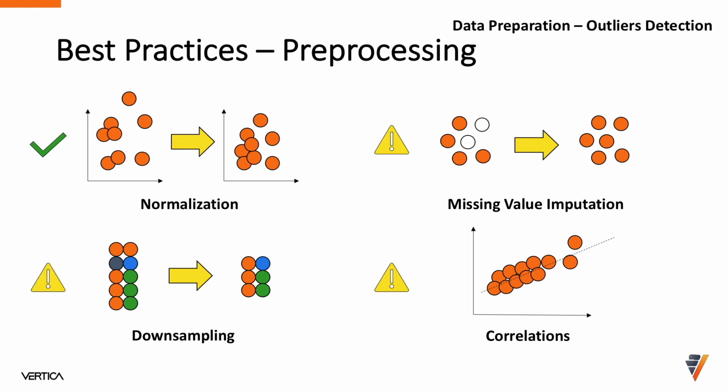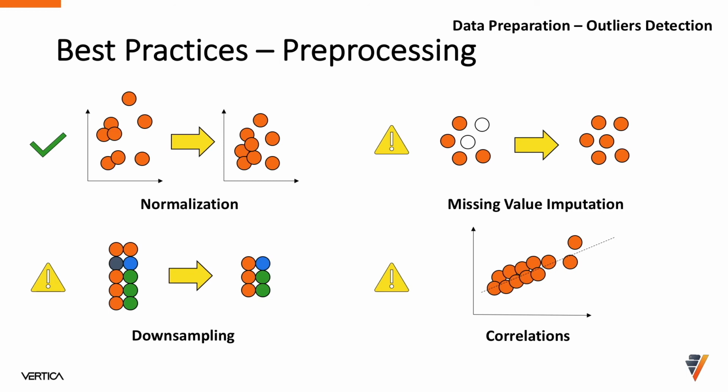However, some data preprocessing and exploration techniques might not work. We must be careful when downsampling, imputing missing values or simply computing correlations. Downsampling might remove some outliers, making them impossible to detect. Missing values imputation can add bias into the distribution and correlations might be totally distorted.